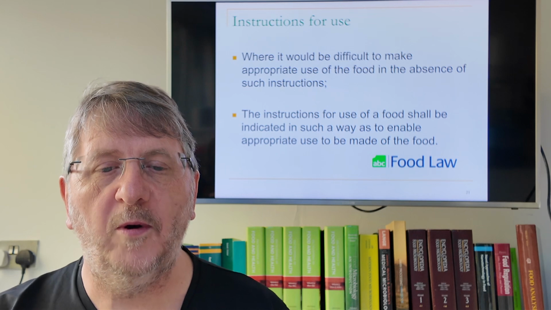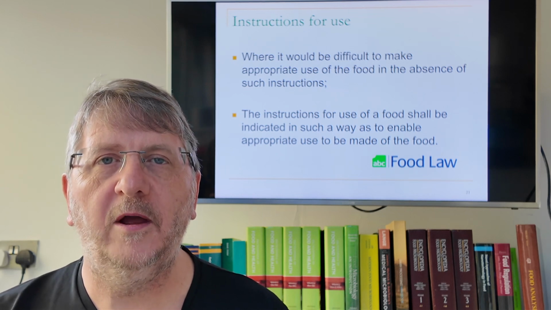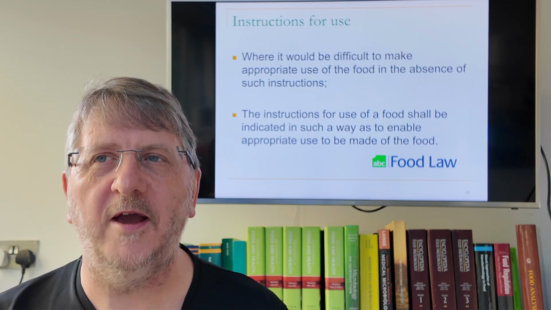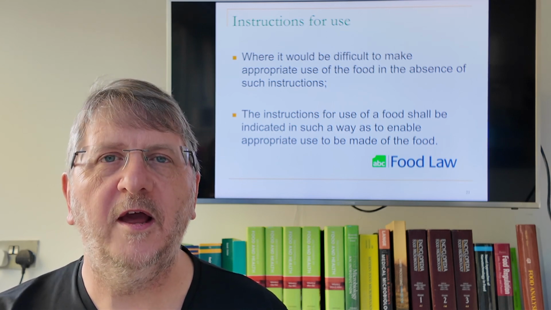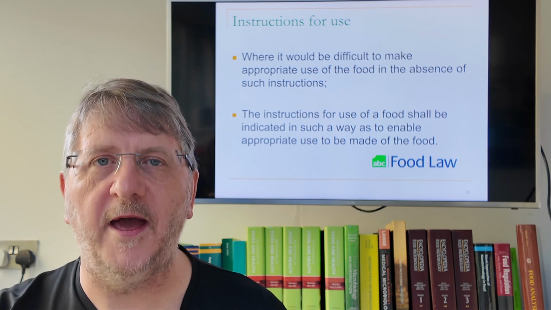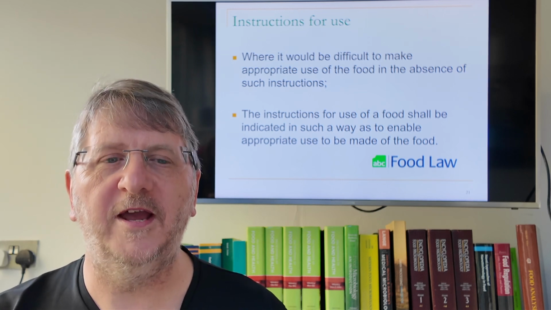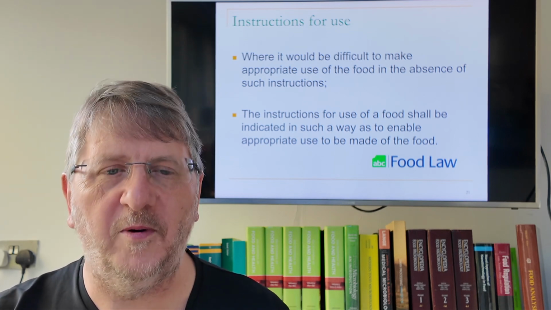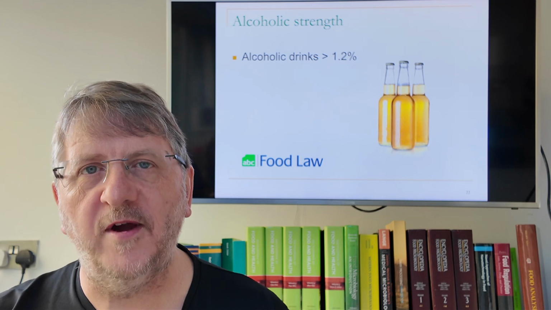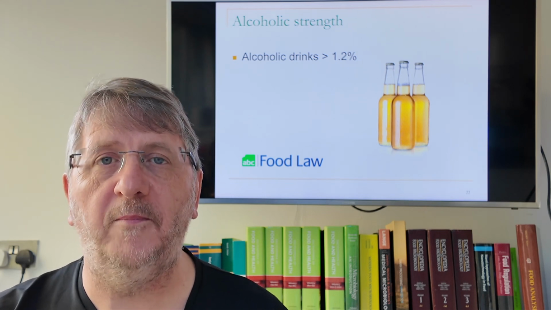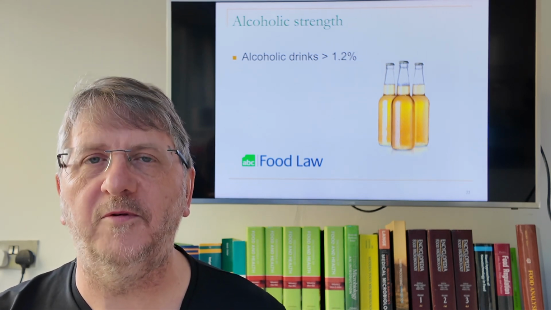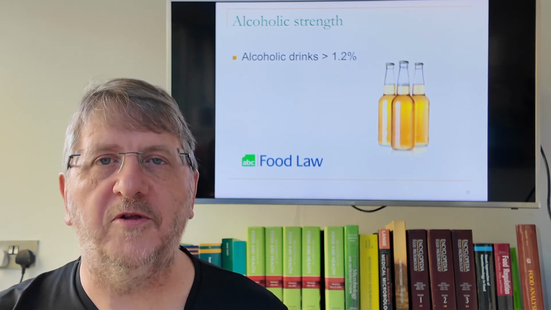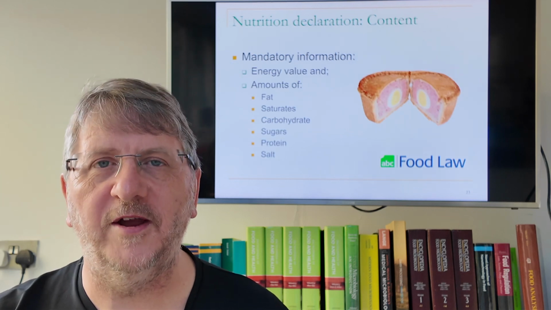Instructions for use, well, you only need them there if people would struggle to use the food without it. The most important ones are things like pies or quiches: if they're ready to eat, it should say that. If they require cooking, cooking instructions should be on there. But not all foods require that sort of thing. Alcoholic strength is only required on alcoholic drinks above 1.2%, but there are some exceptions in terms of wines and things. So that will only apply in terms of alcoholic drinks.